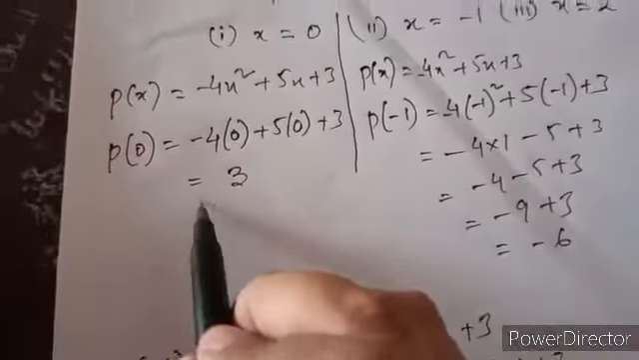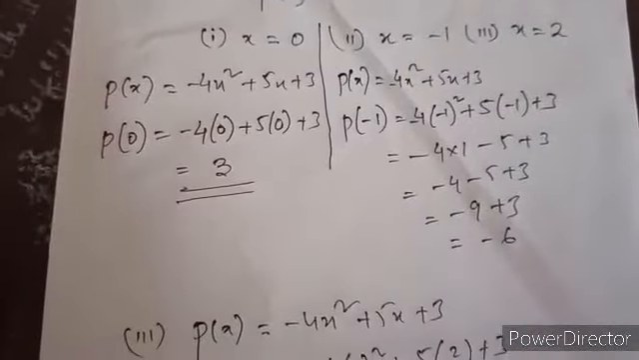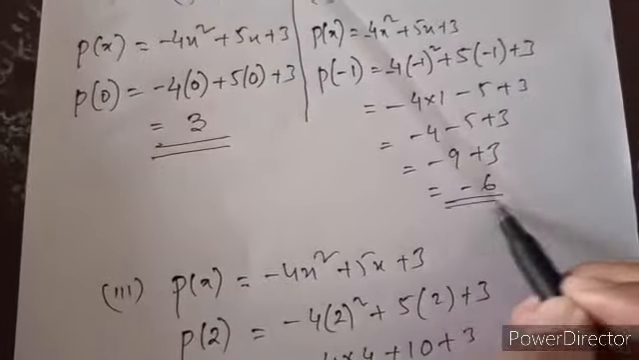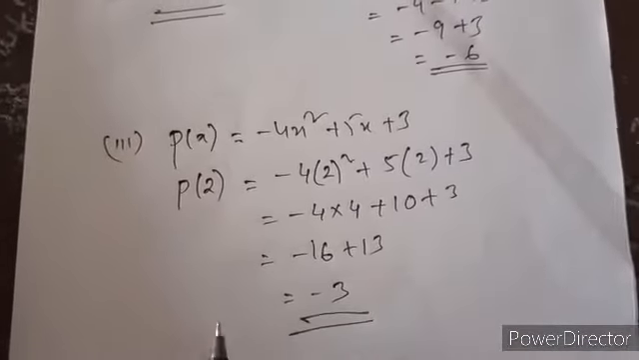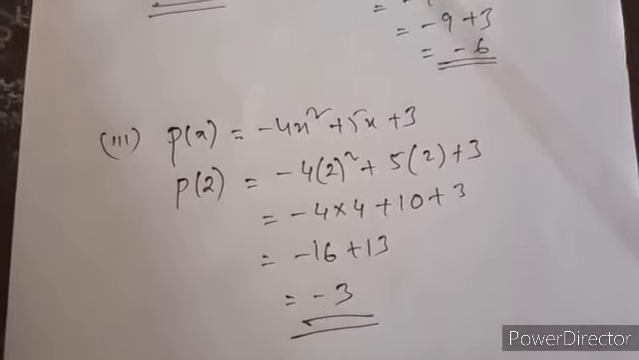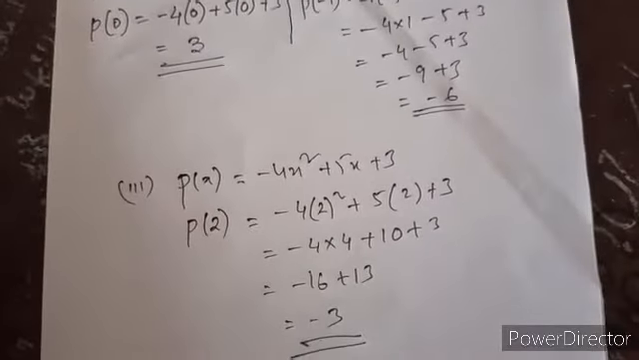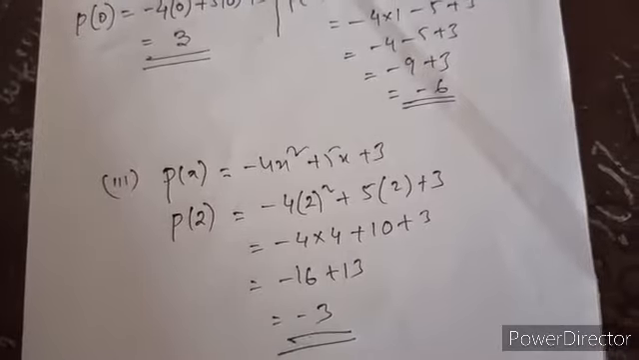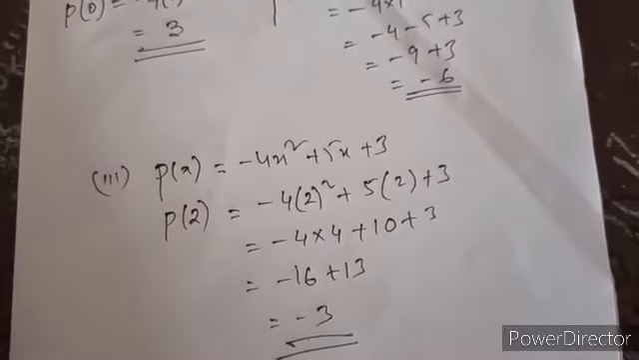So in the first answer, p of 0 is coming to be 3. P of minus 1 is coming minus 6 and p of 2 is coming minus 3. Okay, so in this way we find the value at different points for a given polynomial.